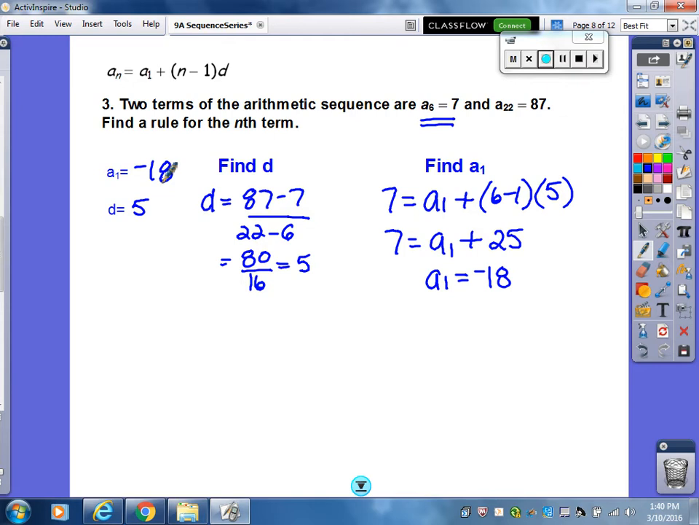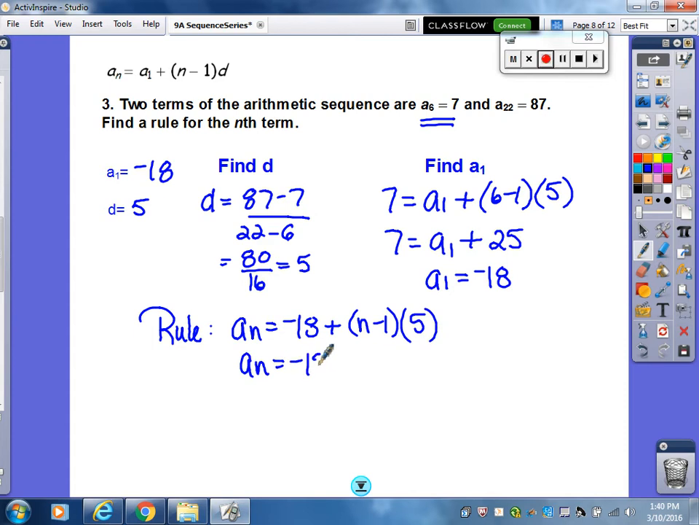All right, so I've done all this work and I haven't even answered the question yet. We haven't found the nth term, the rule for the nth term. So now let's do our rule. Okay, so A sub n is equal to my first term plus n minus 1 times my common difference. All right, let's clean that up. A sub n, distribute my 5 and combine like terms.